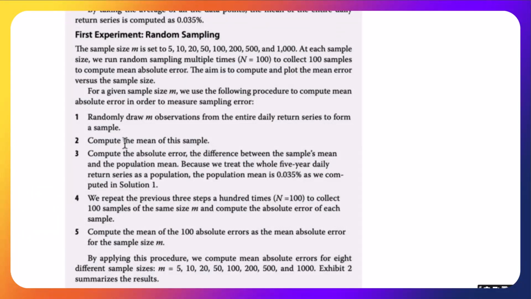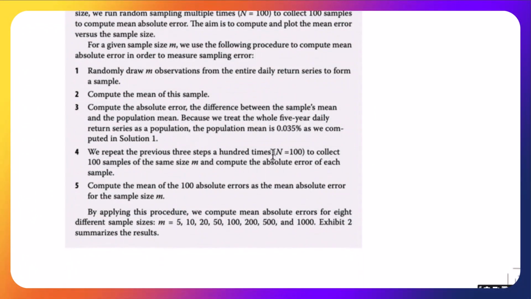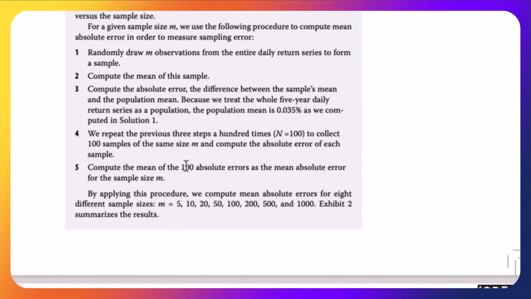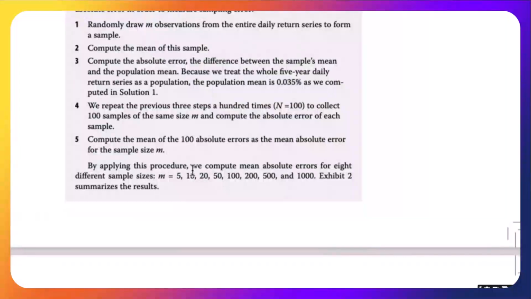Because we treat the whole 5-year daily return series as a population, the population mean is 0.035% as we computed in solution 1. We repeat the previous 3 steps 100 times to collect 100 samples of the same size M and compute the absolute error of each sample. Then we compute the mean of the 100 absolute errors as the mean absolute error for sample size M. So it's not that we just take one sample of 5 and look at the difference between our sample and the population. We do it 100 times, take the average of those 100, and then compare it with the population. By applying this procedure, we compute mean absolute errors for 8 different sample sizes.